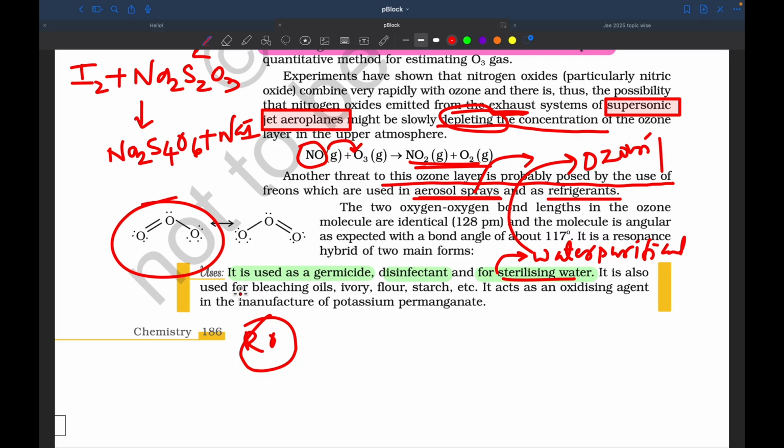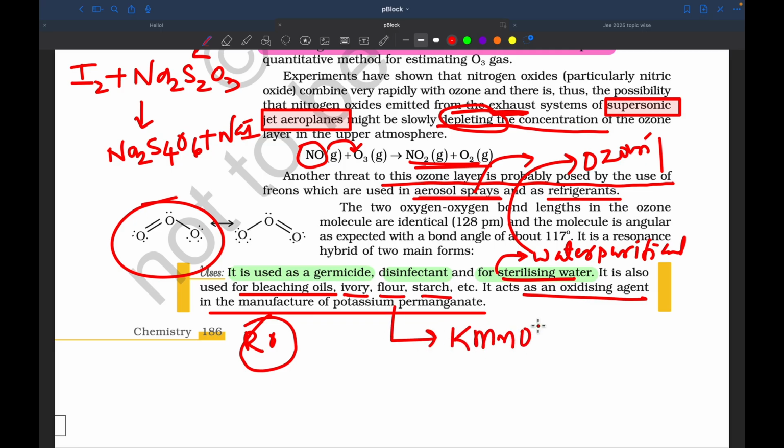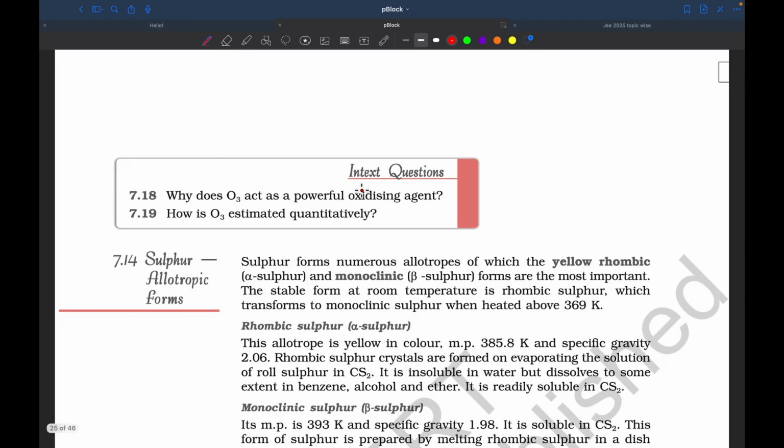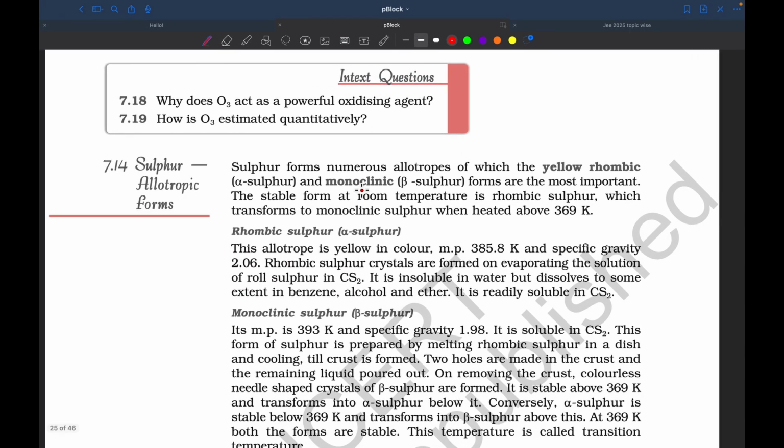It is also used for bleaching of oils, ivory, flour, starch. It acts as an oxidizing agent in the manufacture of potassium permanganate. Right? We use this in potassium permanganate preparation. So this is about the ozone class. Okay. So we'll move on. The next one we have to talk about is sulfur.